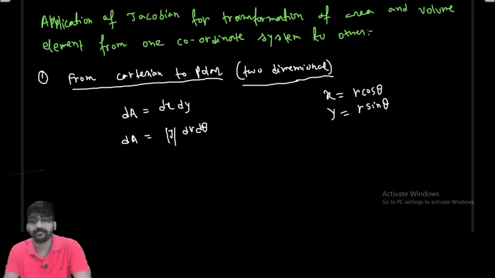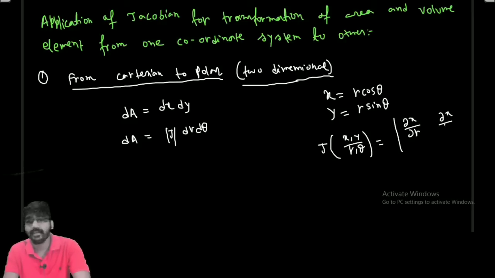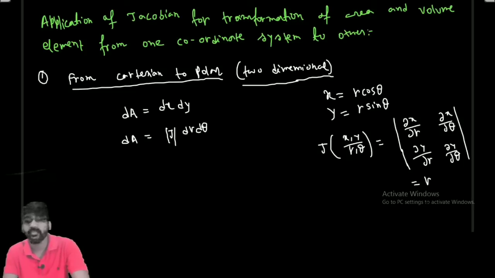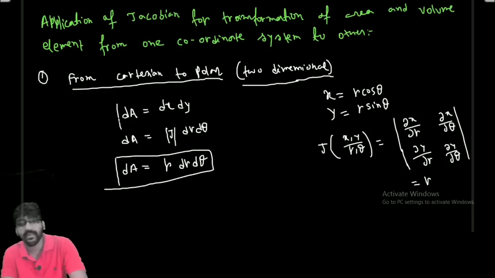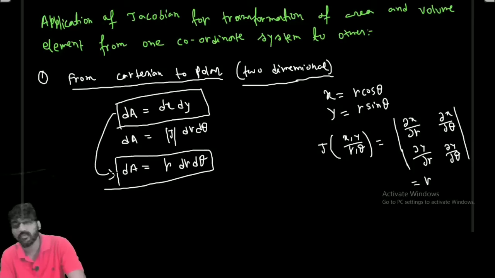And what is the Jacobian here? Here the Jacobian will obviously be the determinant of del(x,y) over del(r,theta): del x del r, del x del theta, del y del r, and del y del theta. I have calculated previously that this will be r. So just differentiate and put the values, and you will get it. In that case, dA will be r dr d theta. So this is how you can transform the area element from the Cartesian coordinate system to the circular polar coordinate system.